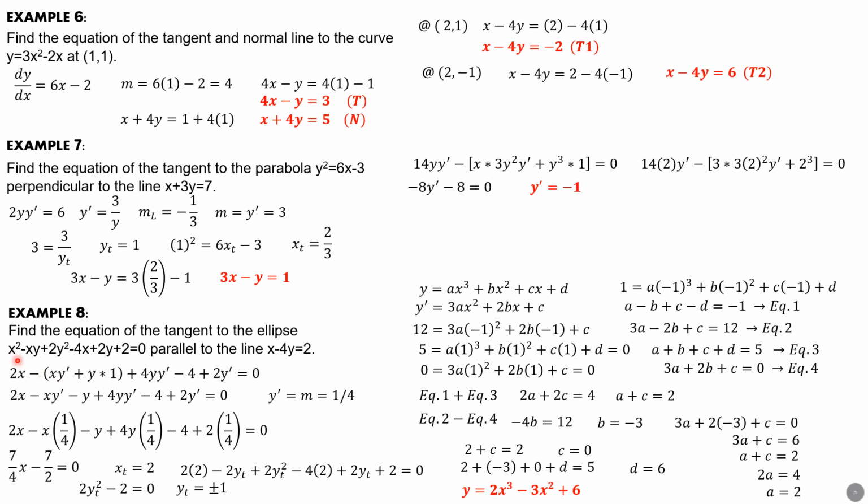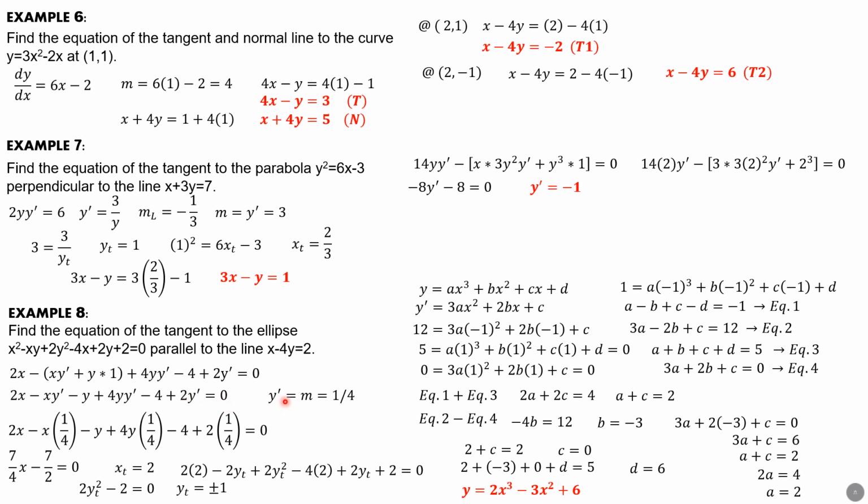So differentiating 2x minus xy, we have the product rule: first x times the derivative of y, y prime, plus second y times the derivative of x, 1, enclosed, plus the derivative of 2y squared, 4y prime, minus 4, plus the derivative of 2y, 2y prime, and the derivative of 2, 0, equals 0. So expanding: 2x minus xy prime minus y plus 4y prime minus 4 plus 2y prime equals 0.